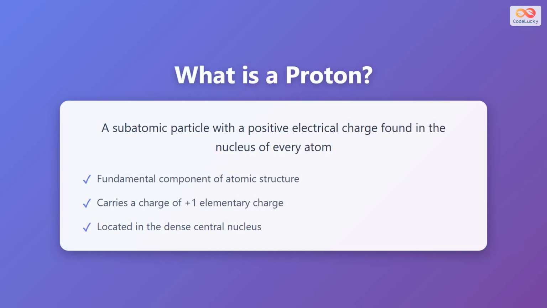A proton is a subatomic particle that carries a positive electrical charge and is found in the nucleus of every atom. Protons are fundamental components of atomic structure, working alongside neutrons and electrons to form complete atoms. Each proton carries a charge of +1 elementary charge, which is equal in magnitude but opposite in sign to the charge of an electron. Protons are always located in the dense central nucleus of the atom, where they are tightly packed together with neutrons.